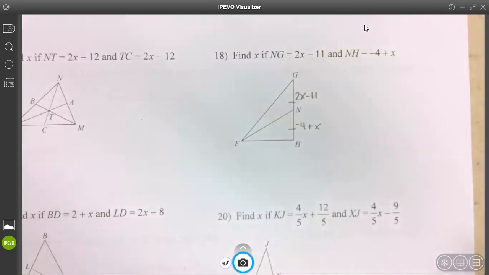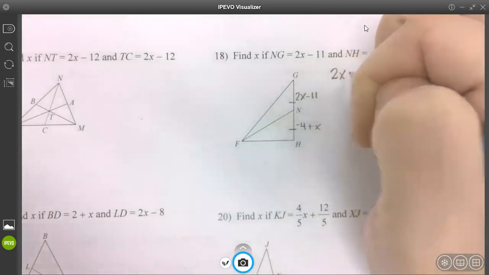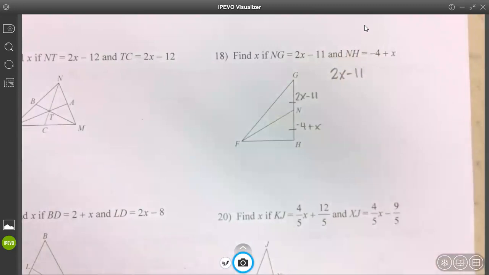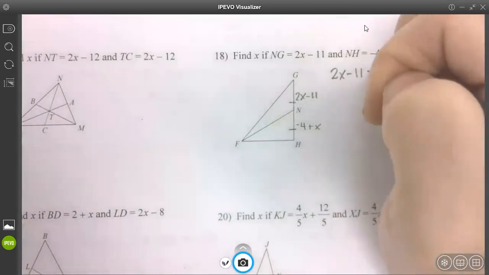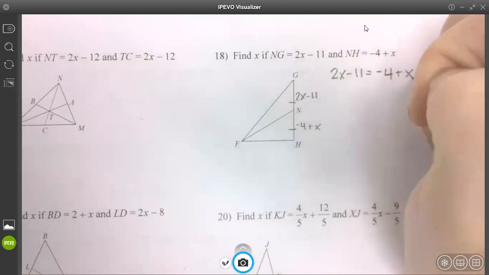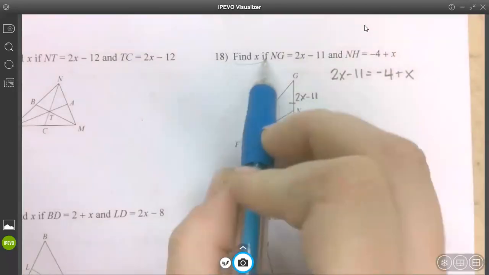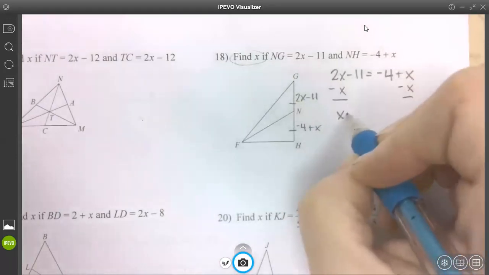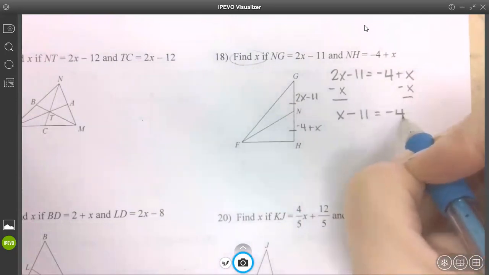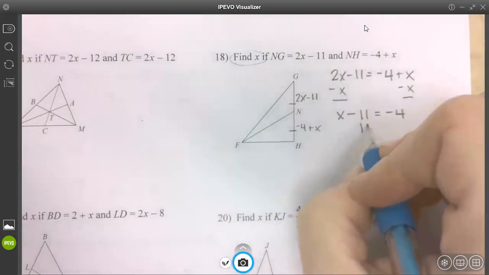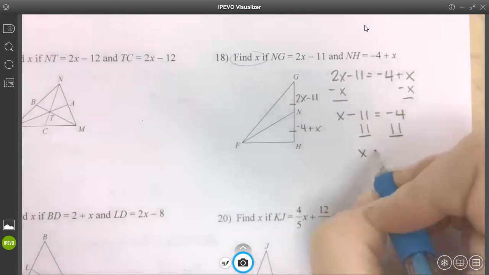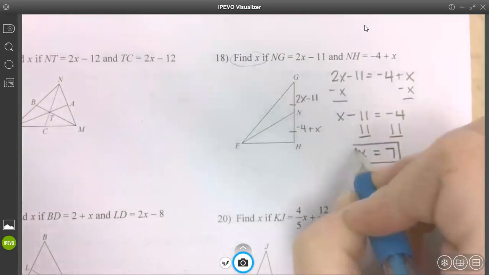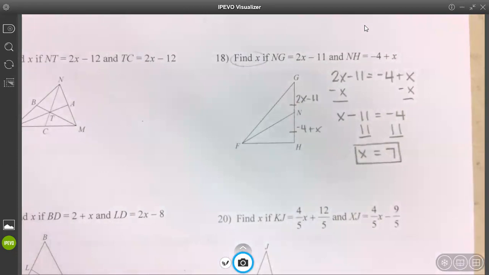Remember that the two parts are equal, so we set them equal. You're doing one of two things. You're either setting them equal or you're setting the little part times 2 equals the whole. So 2 times the little equals the whole. So these two parts are equal. It asks us to find x, so we're just going to solve for x. Subtract x. We get x minus 11 equals negative 4. We're going to add 11 to both sides. And we get x equals 7. And again, all it wanted us to do was find x.